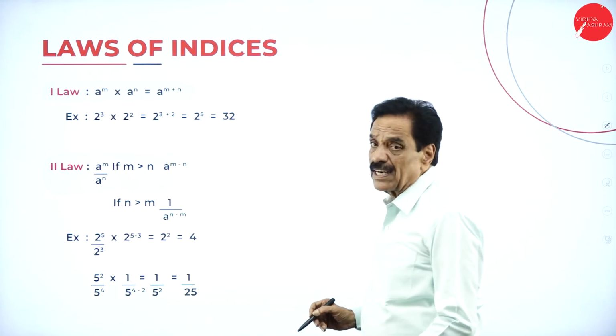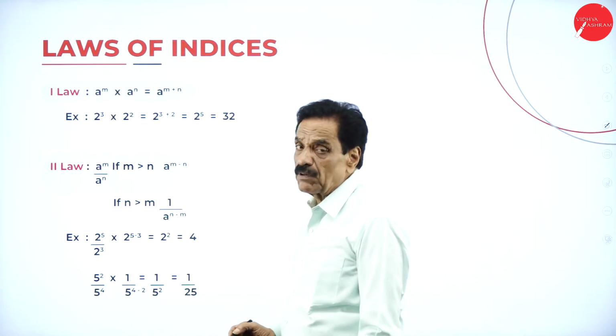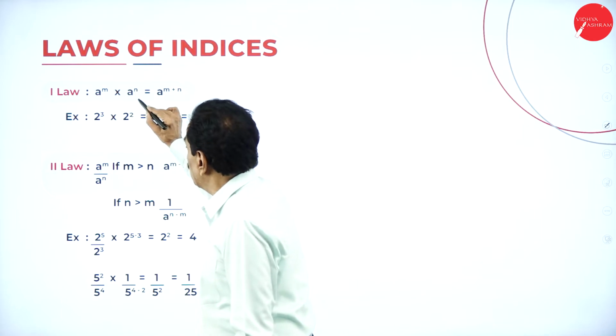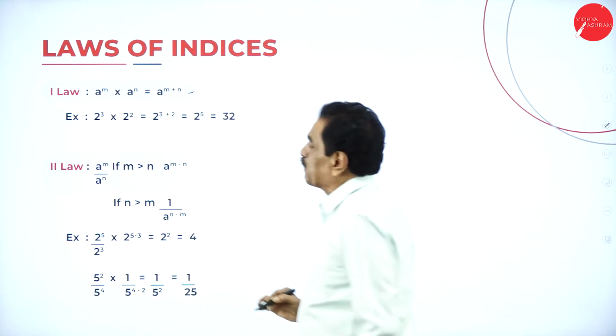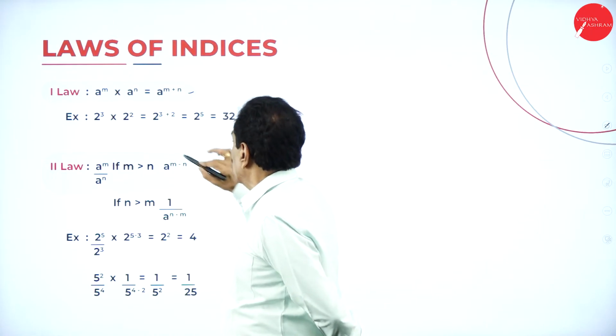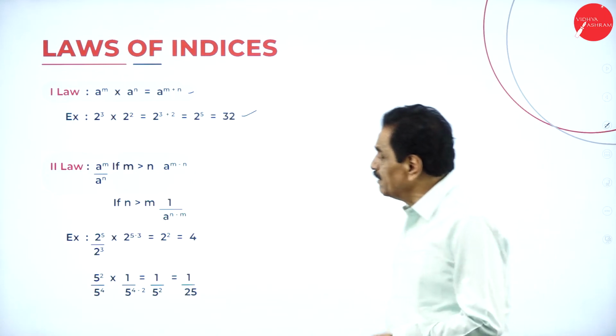What's the formula? Yesterday I already explained. I am teaching all these 5 formulas before going to the problems. I will go very slowly. a to the power of m into a to the power of n is a to the power of m plus n. So here also the base is 2: 2 to the power of 3 into 2 to the power of 2 is 2 to the power of 5, which is 32. Then we'll go to the second law.